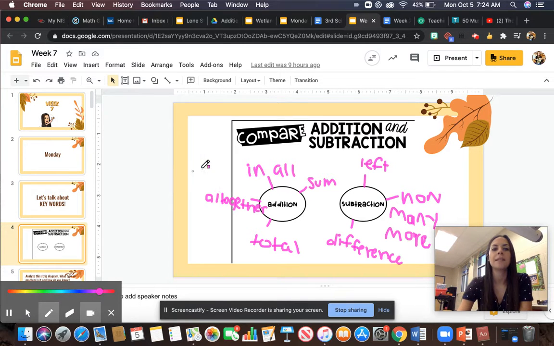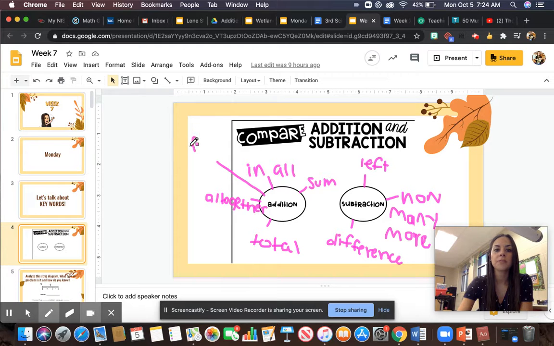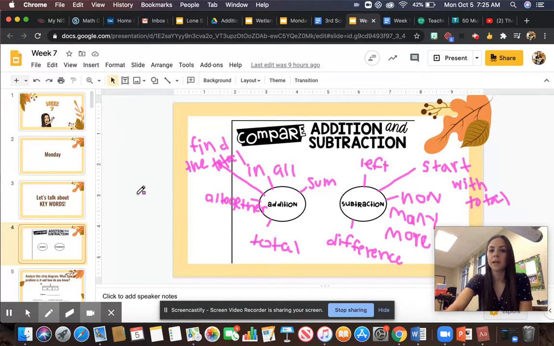Another big thing about addition: when we're doing an addition problem, we are trying to find the total. Remember when we're doing a strip diagram, the total is the number at the top and we don't know it yet. When we are doing a subtraction problem, we start with the total. We know the total, and we're trying to find the missing part. These are some of the most important comparing words when we are talking about addition and subtraction.